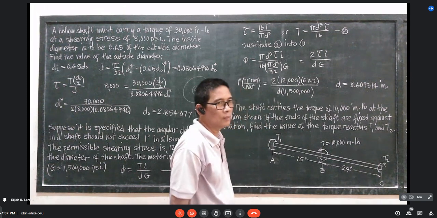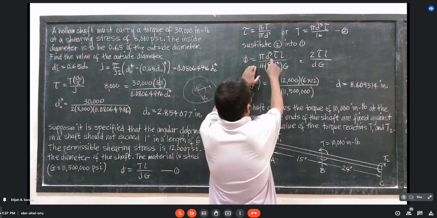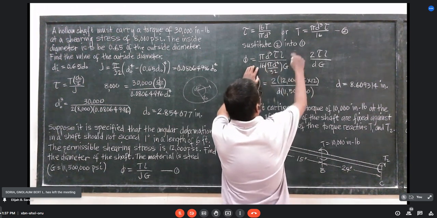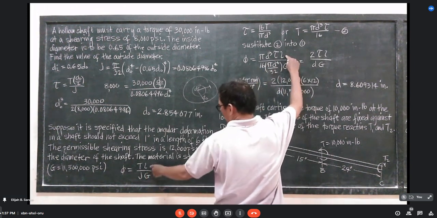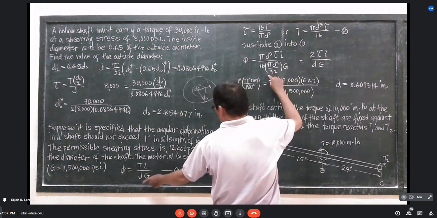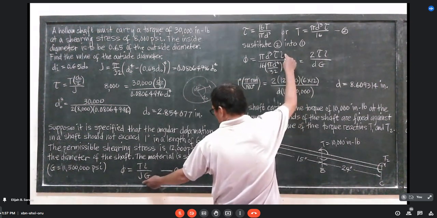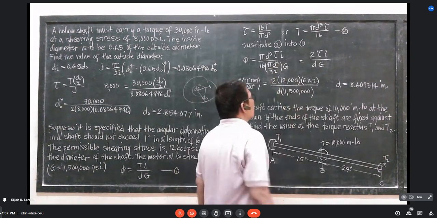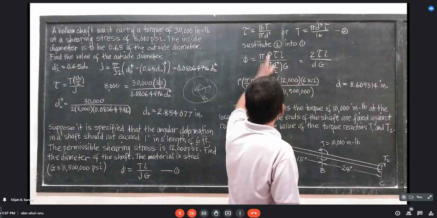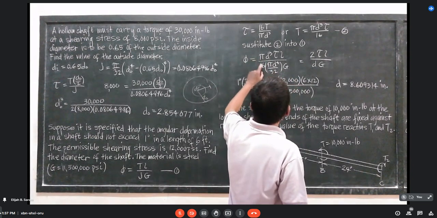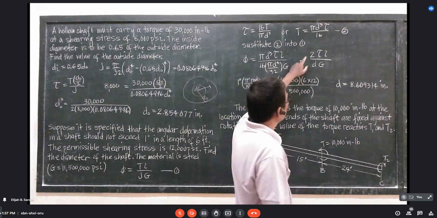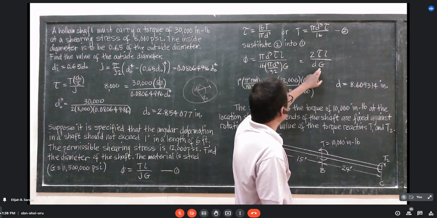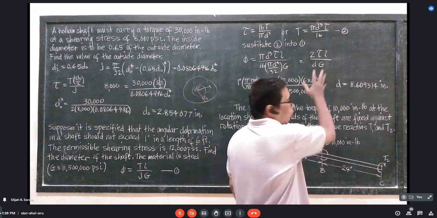Do you follow? Pi D cube shearing stress over 16, this is T. And of course, J is the other one, J is pi D to the fourth over 32, and G. So we will have this. If you cancel pi, and then 32 and 16, it becomes 2. And shearing stress L over diameter times this. And you will notice, all are already there.